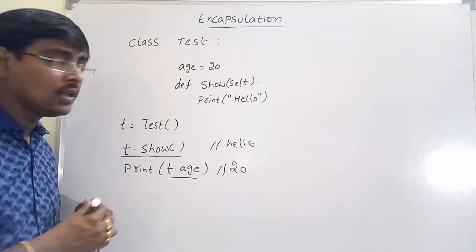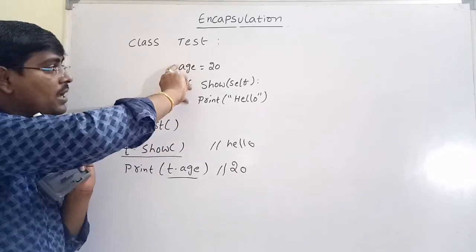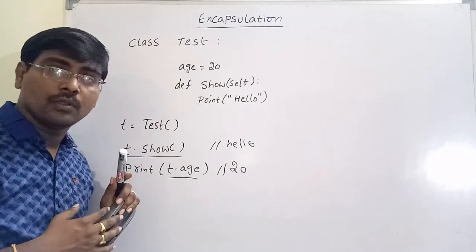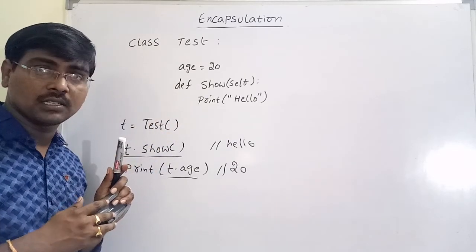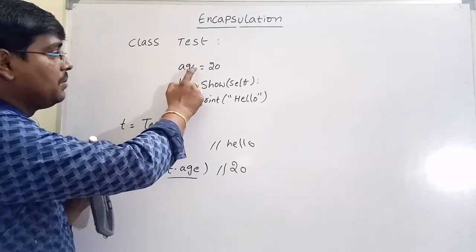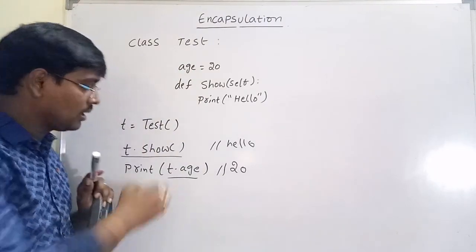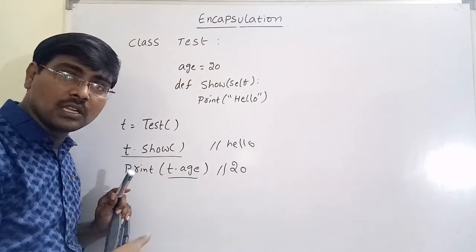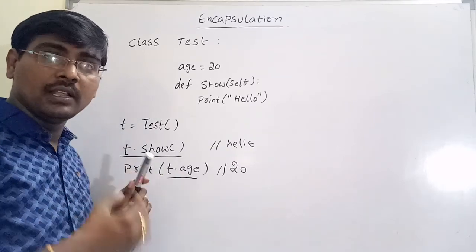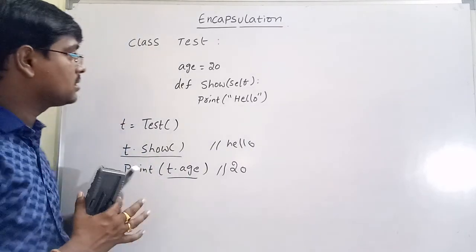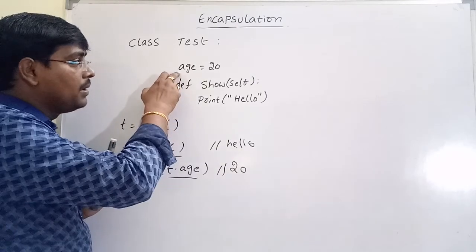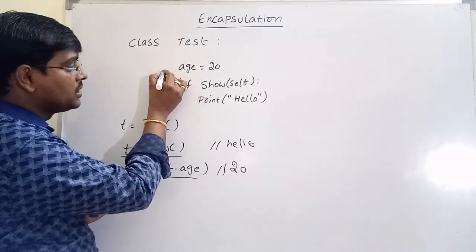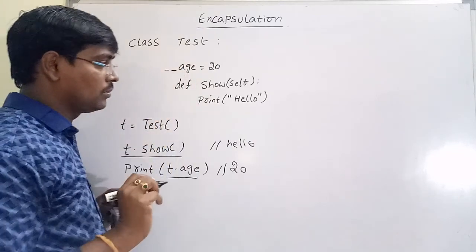So no problem. Here there is no encapsulation, because we are accessing this variable outside the class. Now how do we prevent this access? Make the variable a private variable. Encapsulation means preventing access, that is, restricted access. For that purpose I am making the variable a private variable, preceded with a double underscore.